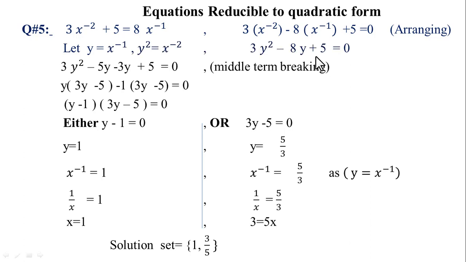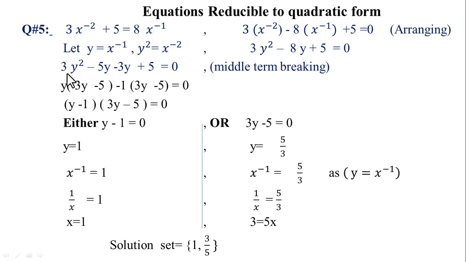Now we do the middle term breaking. 5 threes are 15, so we break the middle term 8 into two factors. Here 5 and 3 are the two factors: 5 multiplied by 3 is 15, and minus 5 and minus 3 make 8. After the middle term breaking, the equation becomes 3y square minus 5y minus 3y plus 5 is equal to 0.